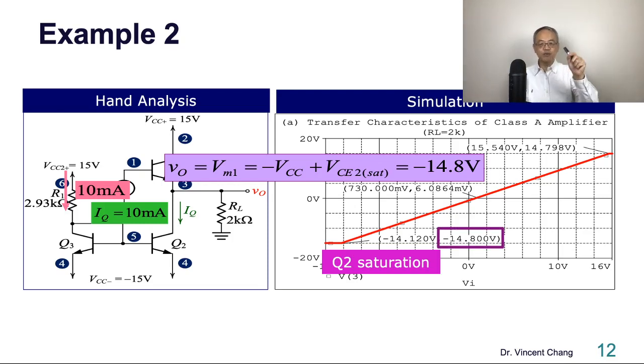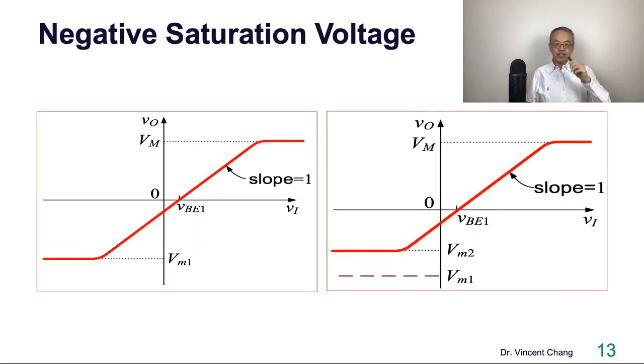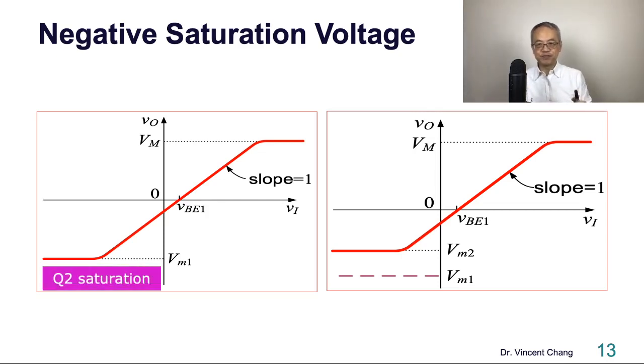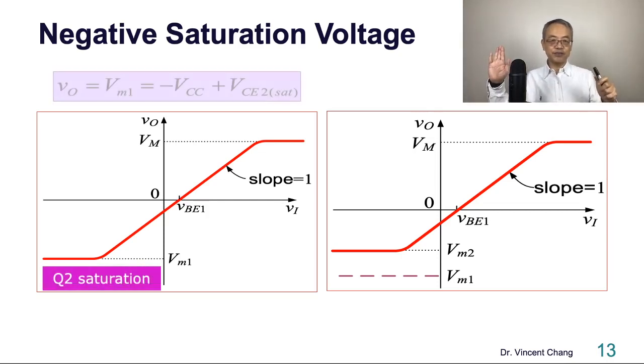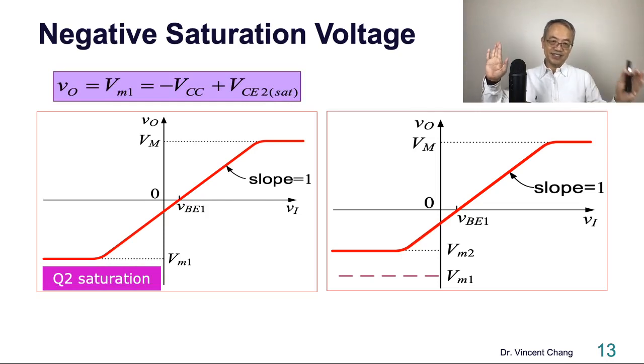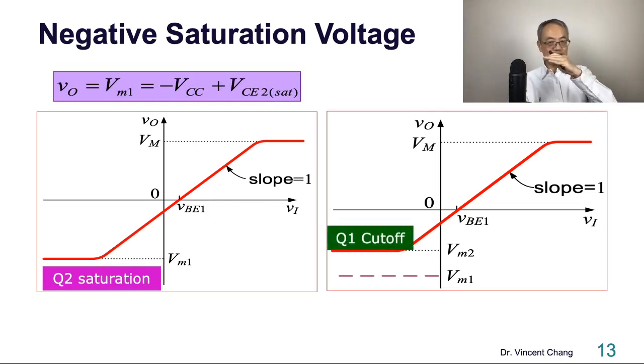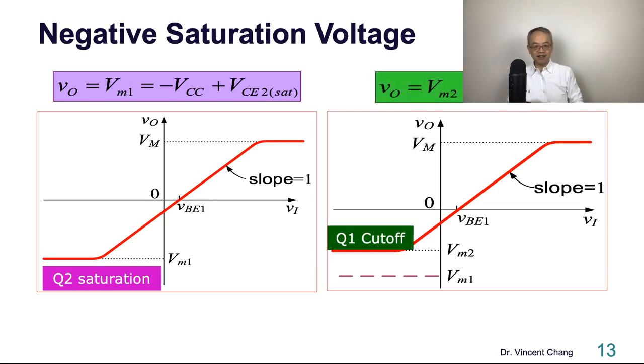Negative 14.8, so 0.2 is a very good approximation. So for the negative saturation voltage, the conclusion is two scenarios. You should be getting familiar with this, right? On the left, Q2 saturation. On the right, Q1 cutoff.